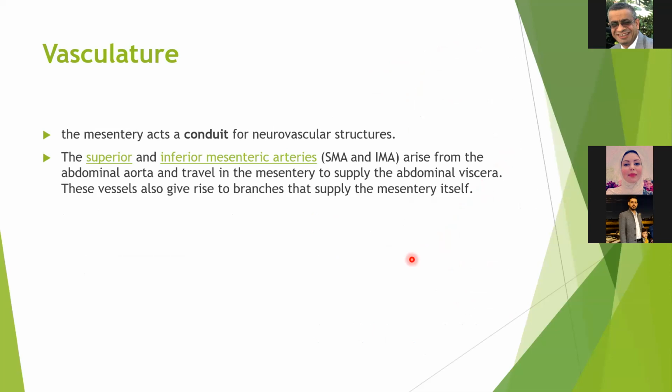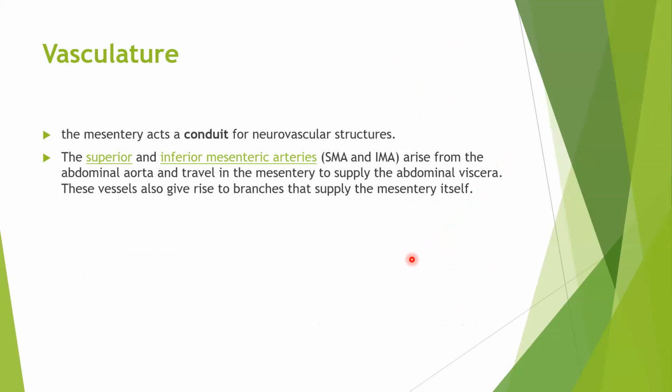Vasculature. The mesentery acts as a conduit, as we said, for neurovascular structures. The superior and inferior mesenteric arteries arise from the abdominal aorta and travel in the mesentery to supply the abdominal viscera. These vessels also give rise to branches that supply the mesentery itself.